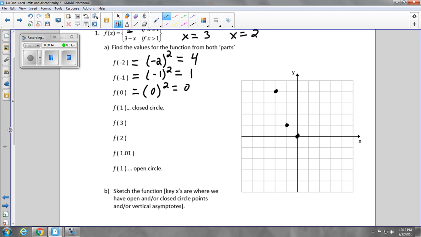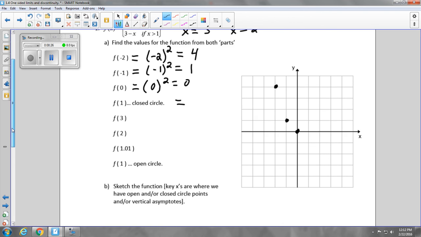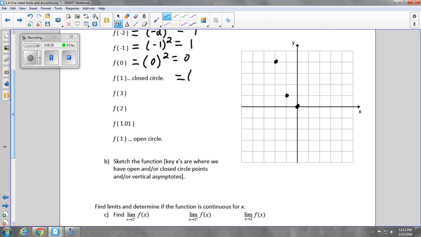F of 1 is going to be, and it's a closed circle because greater than or equal to. That's what's important. It's that greater than or equal to. So that's why it's a closed circle. And so that's going to be 1 squared is 1. So that's going to be right here. I'm going to make it a closed circle because that point is there. It's greater than or equal to that point. Okay, so that's kind of our first graph. Looks something like that.